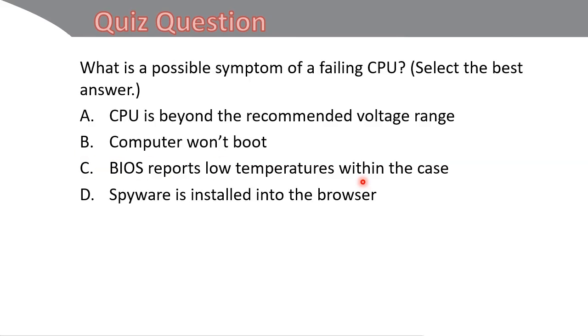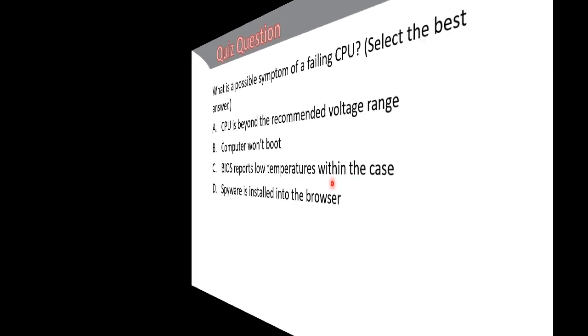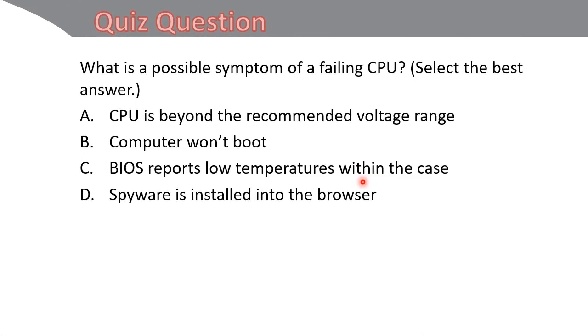And another quiz question, what is a possible symptom of a failing CPU? Select the best answer from the list. I'll give you a couple seconds to pause the video. And the best answer is A. The CPU is beyond the recommended voltage range.